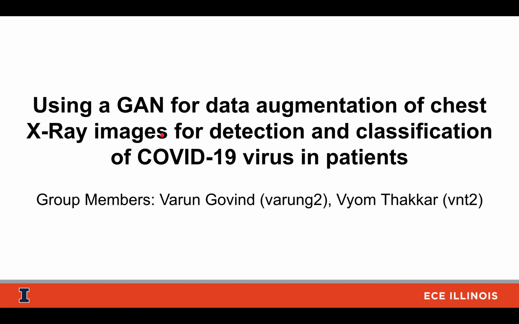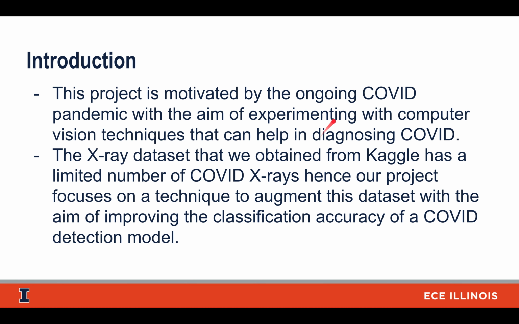Okay, so the title of our project is Using a GAN for Data Augmentation of Chest X-ray Images for Detection and Classification of COVID-19 Virus in Patients. So this project is motivated by the ongoing COVID pandemic with the aim of experimenting with computer vision techniques that can help in diagnosing COVID.